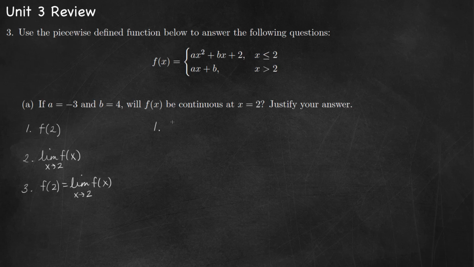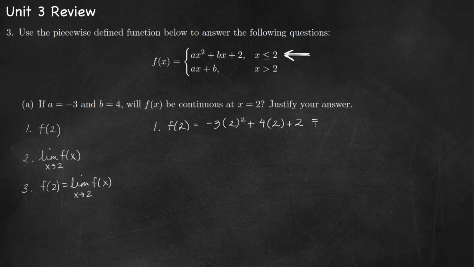So step 1, we're going to find f of 2. F of 2 is the value of the function when x is exactly equal to 2. So x is exactly equal to 2 in this piece here. 2 is in the domain of the top piece. So I'm going to be looking at this equation, ax squared plus bx plus 2, and evaluating that when x is 2. Now we're told that a is negative 3, so I can substitute that in for a. I have negative 3 times 2 squared plus b, and we're told b is 4, times x, which is 2, plus 2.